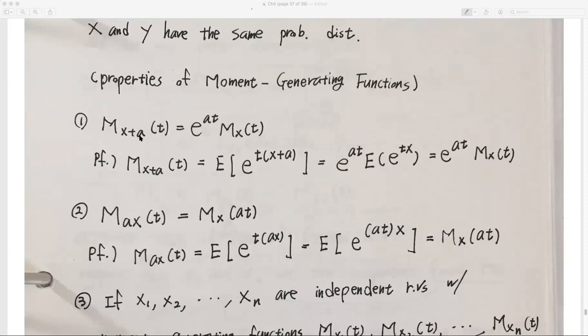M of X plus a, where a is any real number, is e to the a t times the moment generating function of X. Here's a proof. It's not that hard, right? We just use the definition of the moment generating function, which is the expected value of the exponential term e to the t times X plus a. The exponential term lets us take out e to the a t, and the expected value satisfies linearity, so we can take out e to the a t. So we got this.